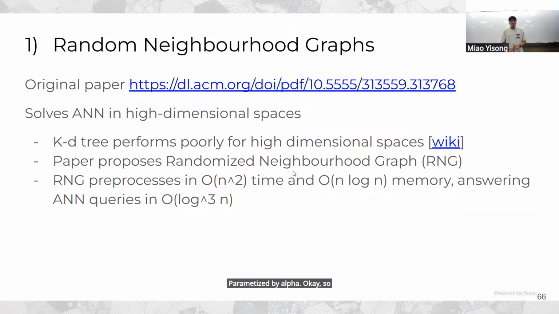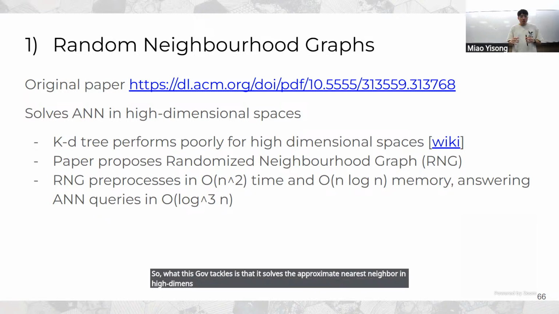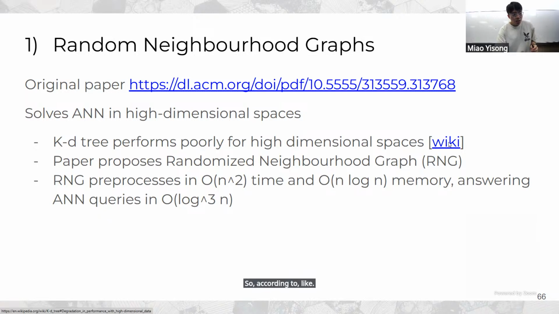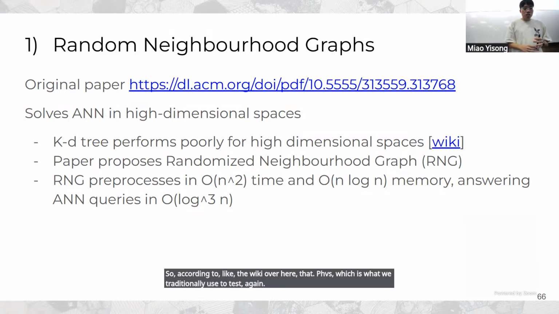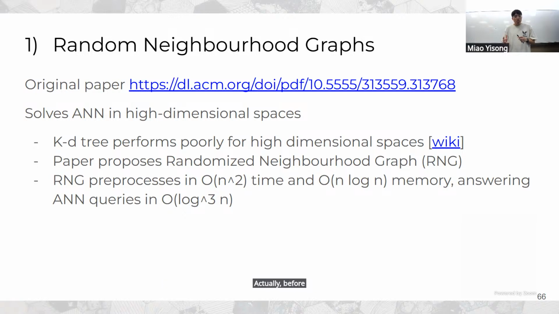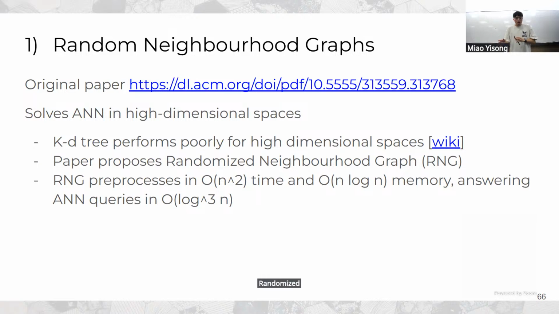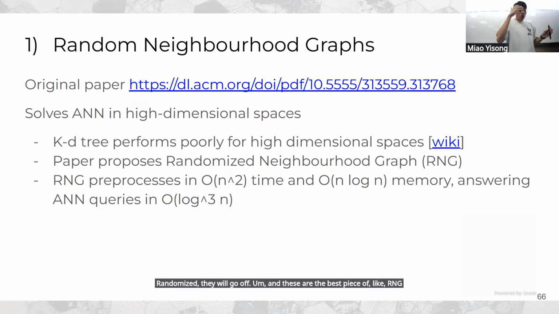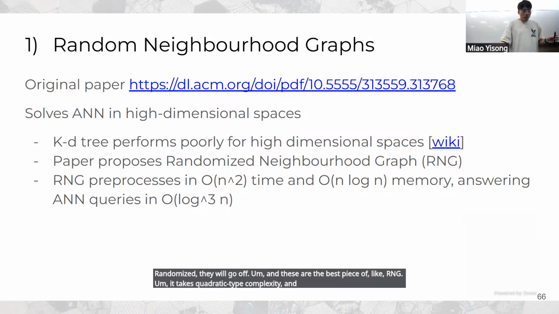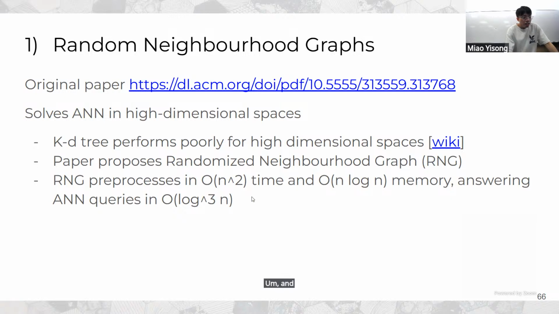Okay, so first I think we should go through the randomized neighborhood graph. What this graph tackles is approximate nearest neighbor search in high dimensional spaces. According to the wiki over here, KD trees, which is what we traditionally use to find nearest neighbors, actually perform quite poorly in high dimensional spaces. What the paper proposes is that we can use a randomized neighborhood graph, RNG. It takes quadratic time complexity and n log n memory, and it answers ANN queries in polylog n.